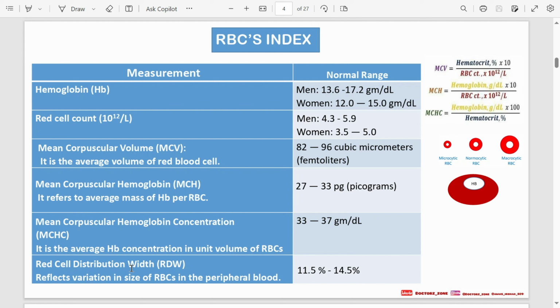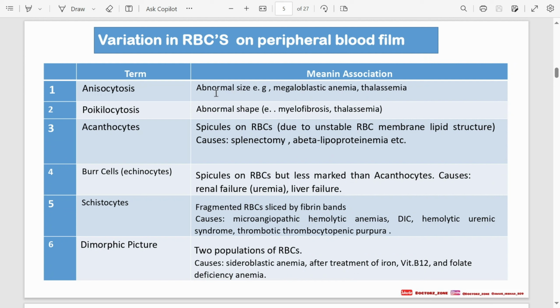Then is the red cell distribution width, which shows the variation in size of the red blood cells in the peripheral blood smear, which usually measures the degree of anisocytosis, and normal it is 11.5% to 14.5%. Then is the variation in the RBCs on the peripheral blood smear.